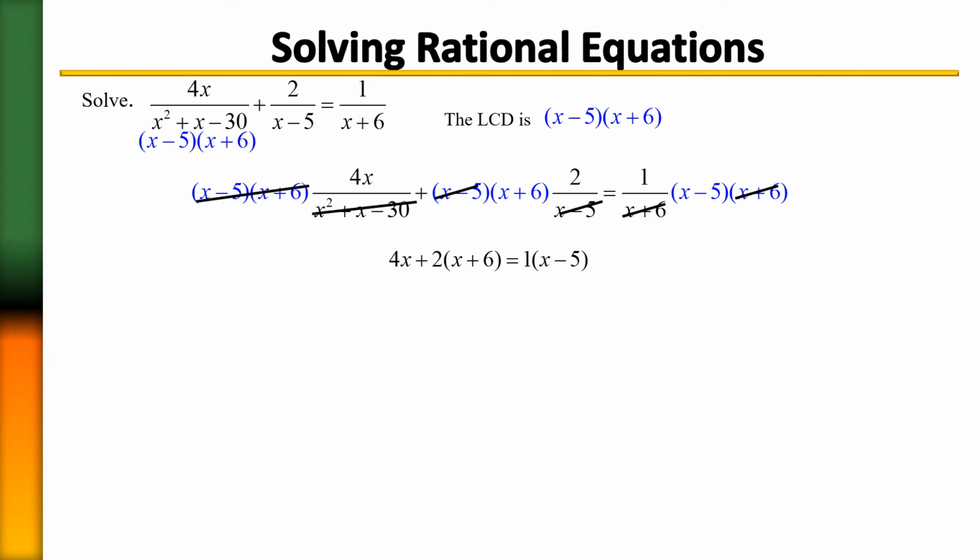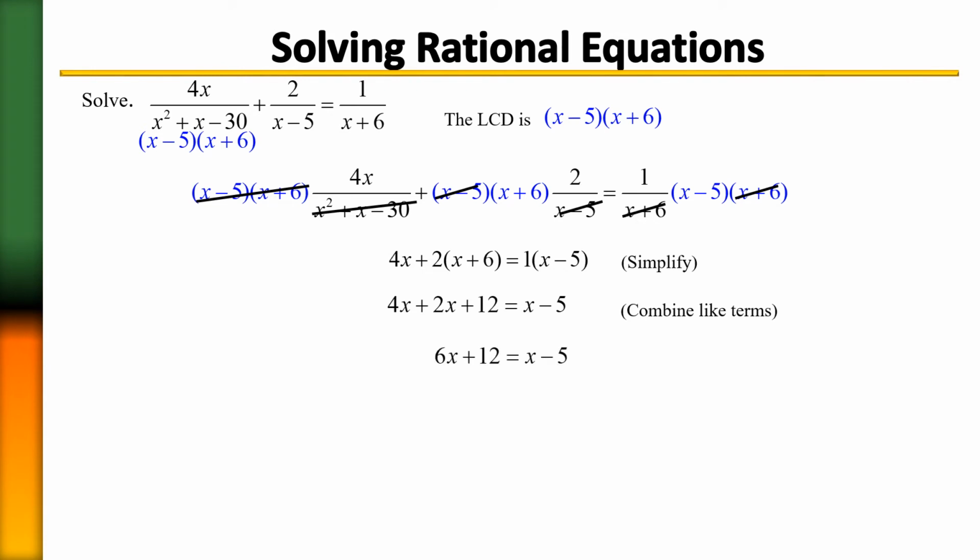We need to simplify that further by distributing the 2 on the left side and distributing the 1 on the right side. Next, we want to combine like terms while they're on the same side. 4x plus 2x is going to give us 6x. So we're going to go ahead and bring that down.